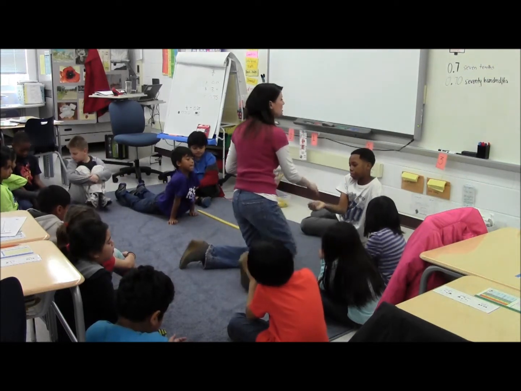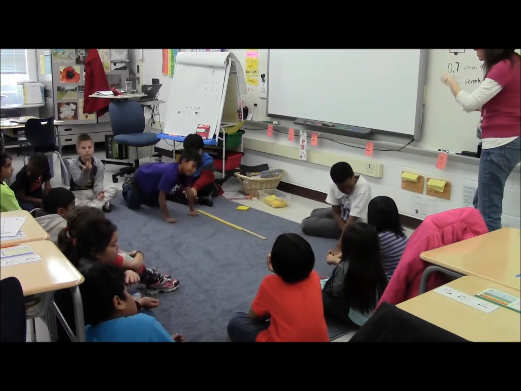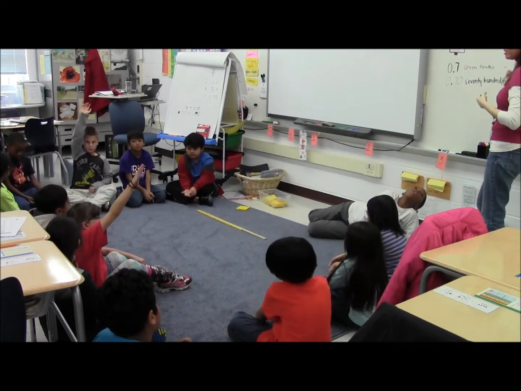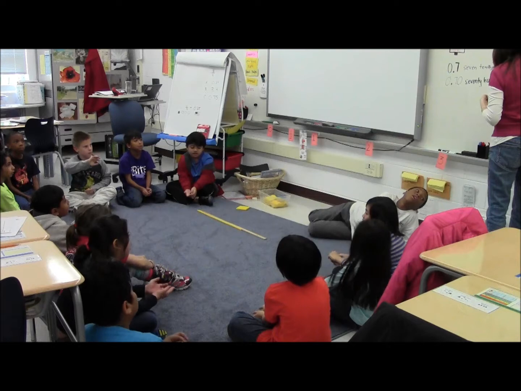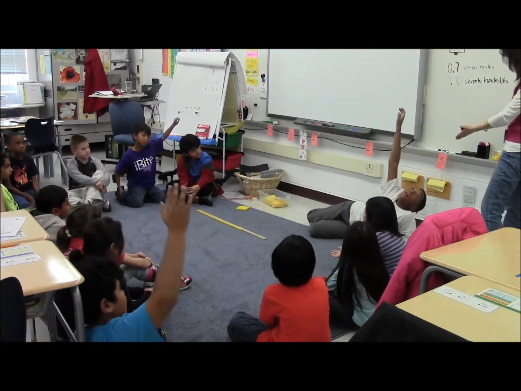So make a prediction. We're starting with 70 hundredths. How much do you think we'll have when we're all done putting our hundredths out there? 80. I hear 88 hundredths. I'm hearing 86 hundredths. Does anybody else want to give one more prediction?